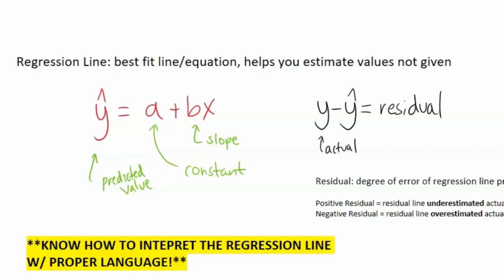So what this looks like on the equation is y hat. You use y hat instead of y because it is your predicted value, not your actual y value. So it's y hat equals a plus bx. You've seen that form before. A is your constant, b is your slope.